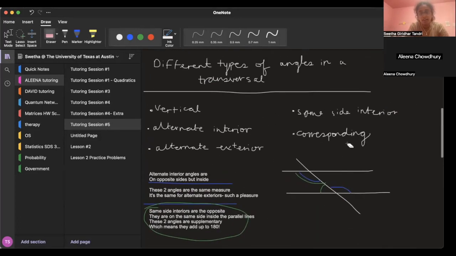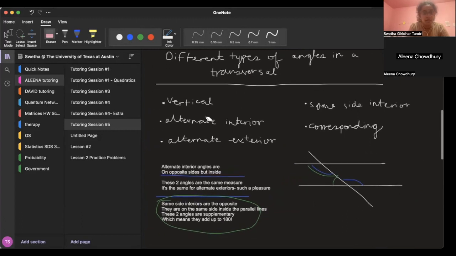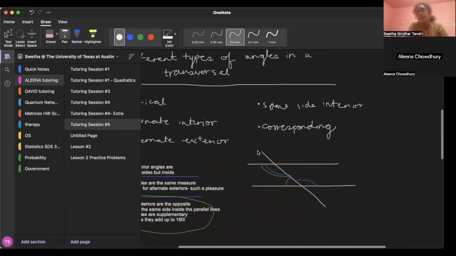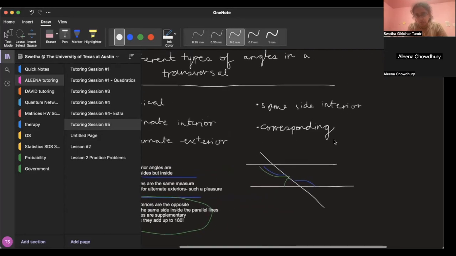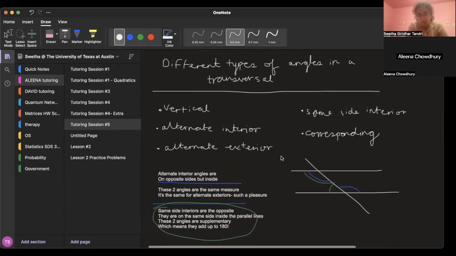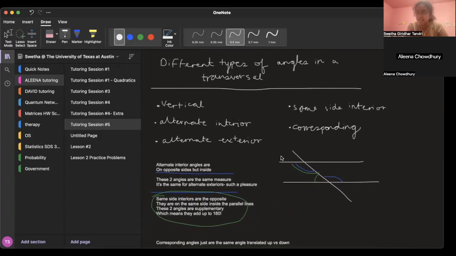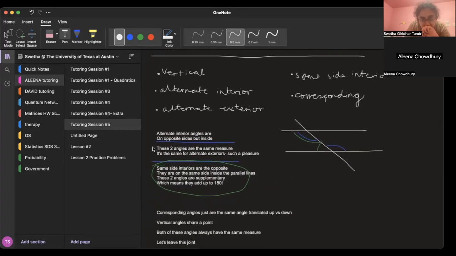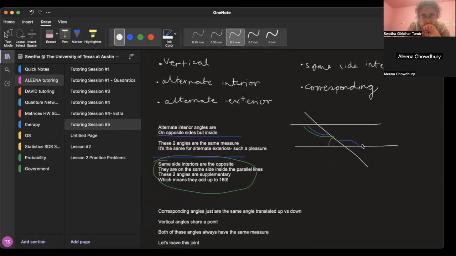These are the five different angle pairs that we're going to go over: vertical angles, alternate interior angles, alternate exterior angles, same side interior, and corresponding. We already went over complementary and supplementary angles last time, and we already know what they are. So now let's go over alternate interior angles, which are highlighted in blue right here.